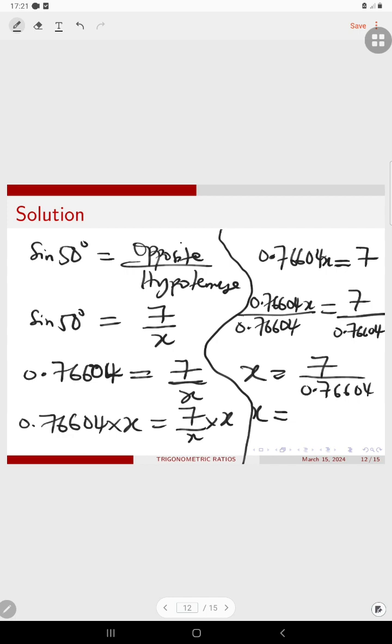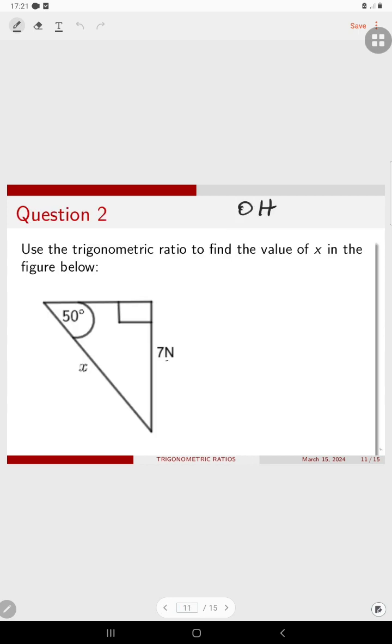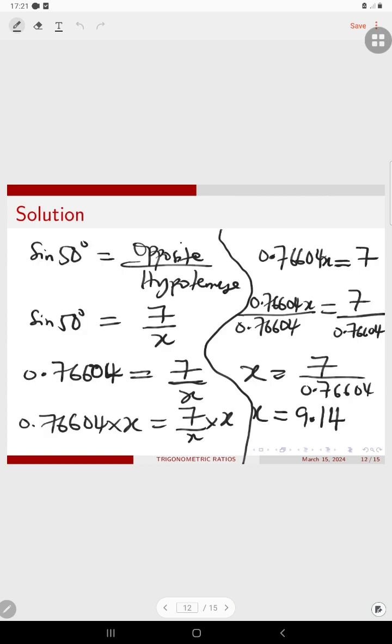And this gives me, let's check according to our calculator. This gives us 9.1379. So to 2 decimal places, I'll get 9.14. Go back. X is not an angle. X is a side, and the side has been measured in newtons. So I'll call this one newtons.